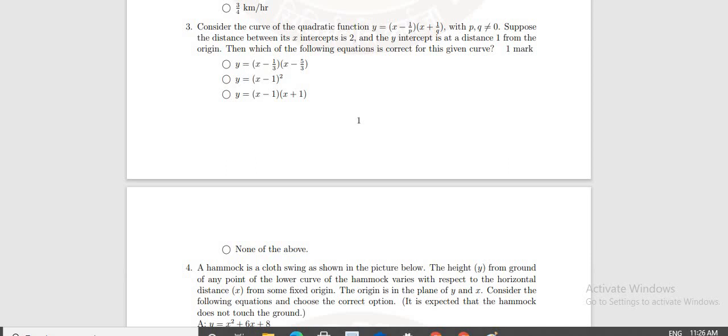Now the question says that consider the curve of quadratic function y is equal to (x minus 1 by p) into (x plus 1 by q) with p and q not equal to 0. Suppose the distance between its x-intercepts is 2 and the y-intercept is at a distance 1 from the origin, then which of the following equations is correct for the given curve?